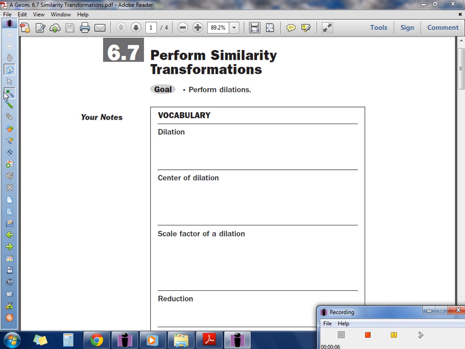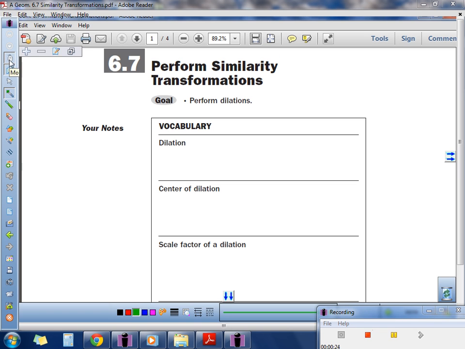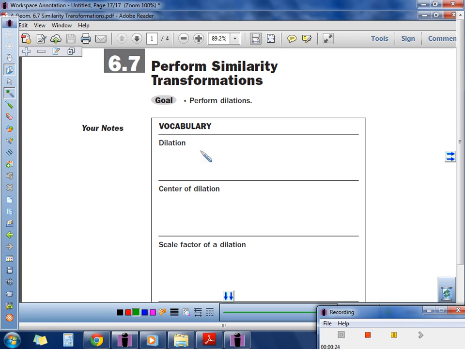So what is a dilation? That is a reduction or enlargement of a figure. The center of dilation is a more difficult topic to think about.